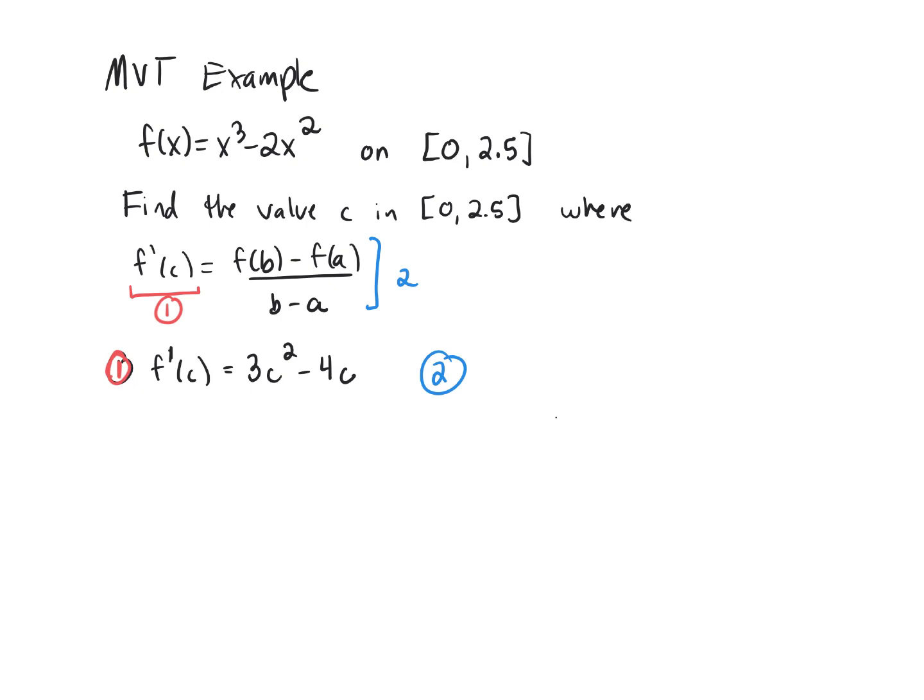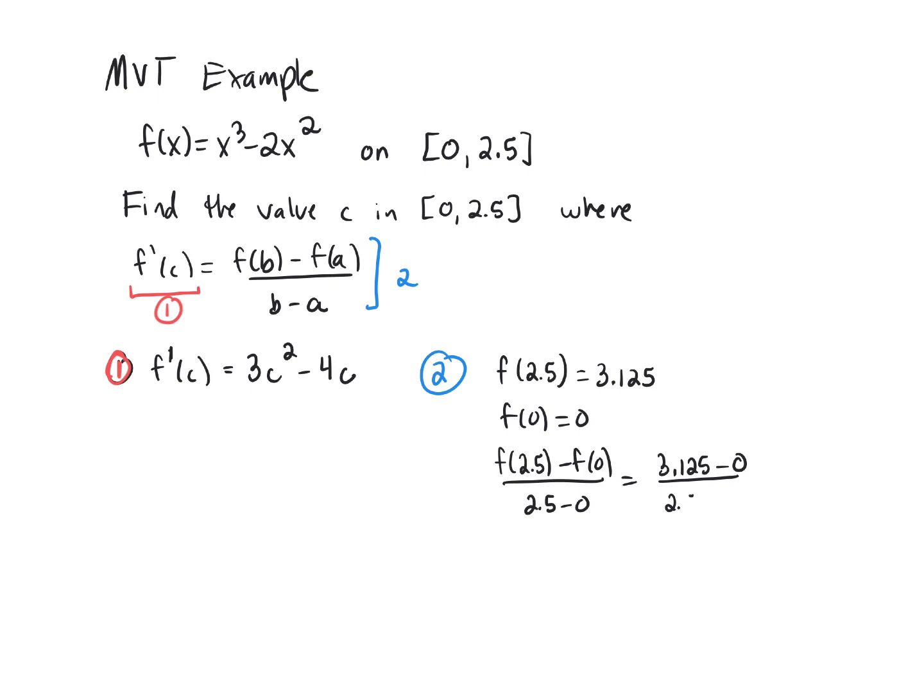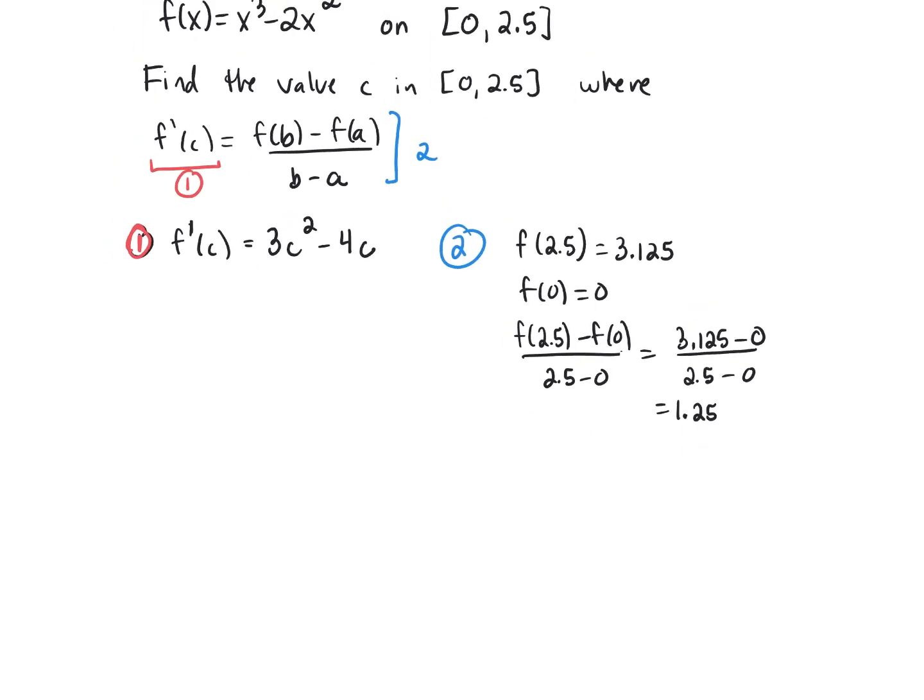So step 2, we're going to find f at 2.5, and we just plug that in our calculator. So 2.5 cubed, subtract 2 times 2.5 squared is 3.125. And f at 0 is just 0. So we're doing f at 2.5 subtract f at 0 over 2.5 subtract 0. So 3.125 subtract 0 over 2.5 subtract 0 ends up being 1.25.